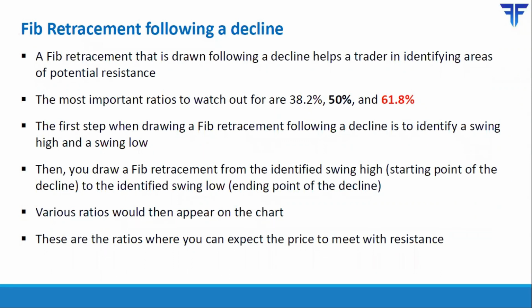Now let's talk about how to plot Fibonacci retracement following a decline. Again, same rules apply. However, the only difference is that instead of connecting a low with a high, you will now be connecting a high with a low. So you will be connecting the 2 points in the opposite manner.